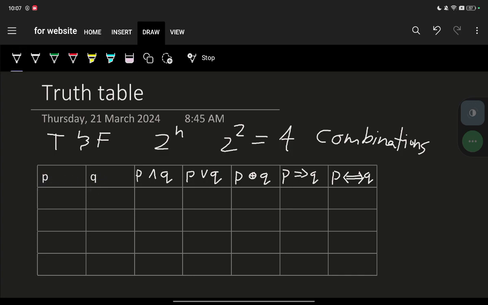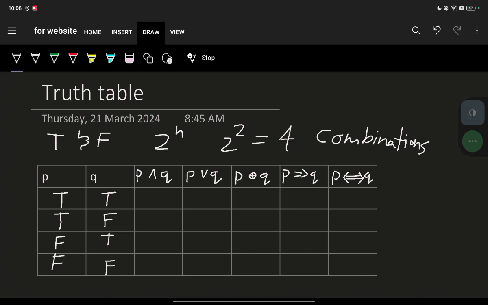So I will start. For P, what you could usually do for your first proposition is you write it like this: true, true, false, false. You put all the truths at the start and the false at the next part. Now for Q, you input it like this, alternating true, false, true, false.